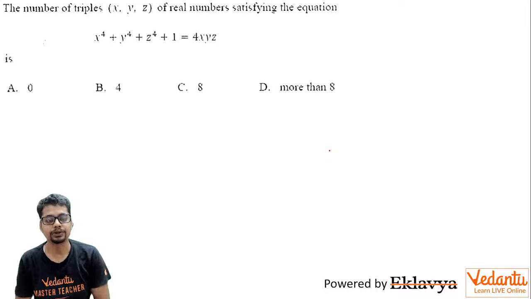Everyone. The question is: the number of triples, that means triplets, x comma y comma z of real numbers satisfying the equation x to the power 4 plus y to the power 4 plus z to the power 4 plus 1 equal to 4xyz is.